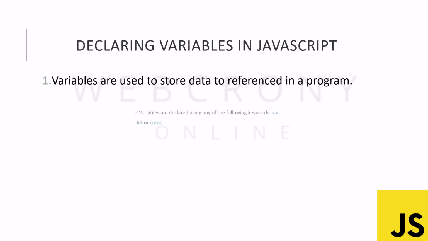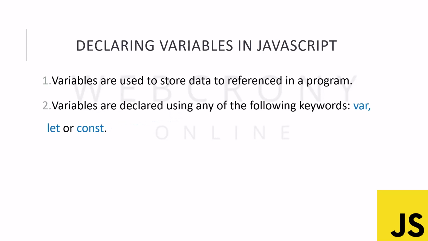And in JavaScript, there are 3 keywords that can be used in declaring variables. These keywords are var, let, and const. As time goes on, we will understand the difference between these 3 keywords, and you will know when to use each one of them. So to declare a variable in JavaScript, you use the keyword plus the variable name equal to the variable data or the variable value.